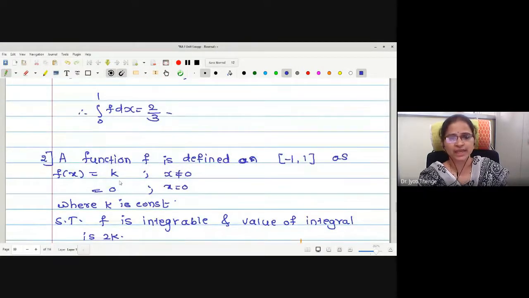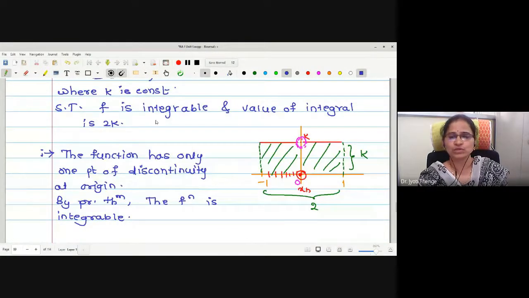Similarly, for the function k, we have proved the function to be integrable, and the value is 2k. Why is the function integrable? Because this is a continuous function with only one point of discontinuity.